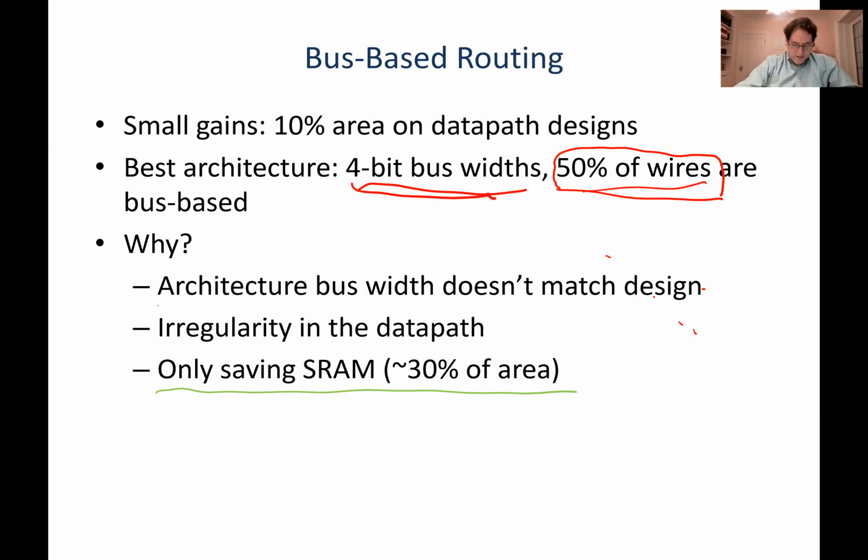And then the other thing is that if they use wider buses, so they went with 4 bits, which is relatively narrow. Now you might say, like, most data is wider than 4 bits, and you're right.